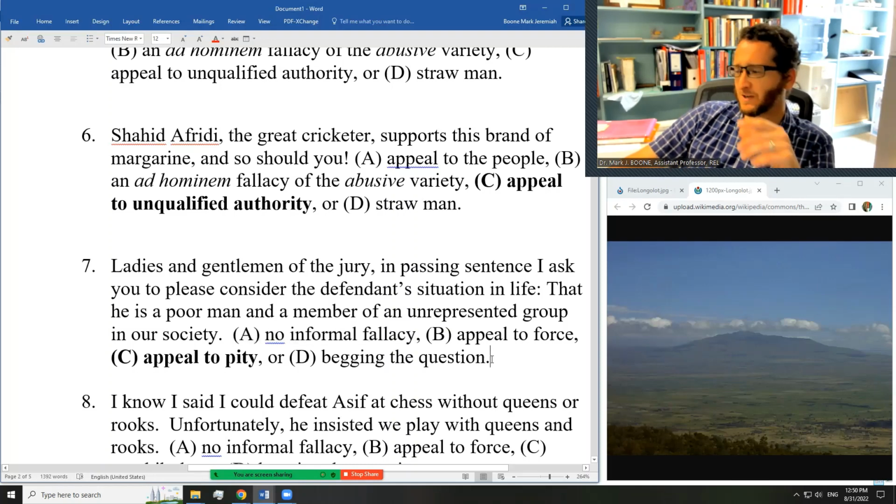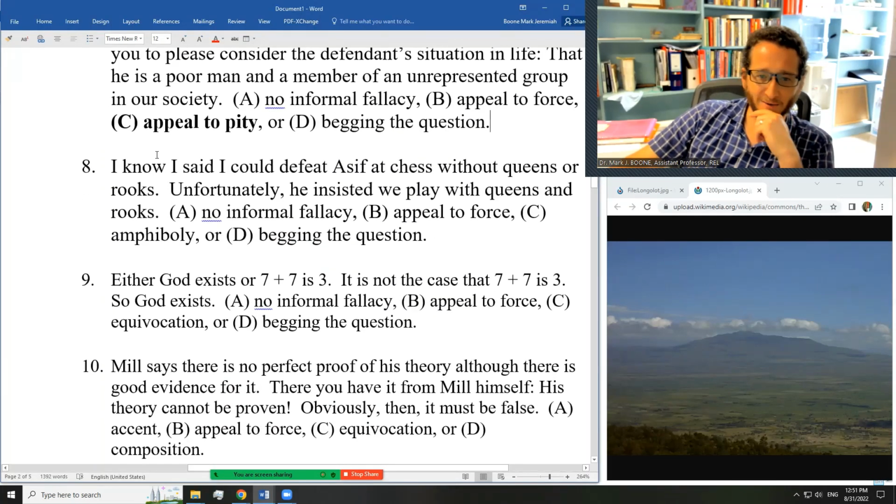If the person was being convicted of stealing a loaf of bread and the jury was being asked to be nice in sentencing the person because this guy is poor, I'm not sure I would call that a fallacy. All right.